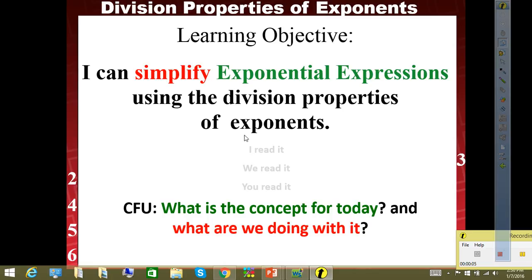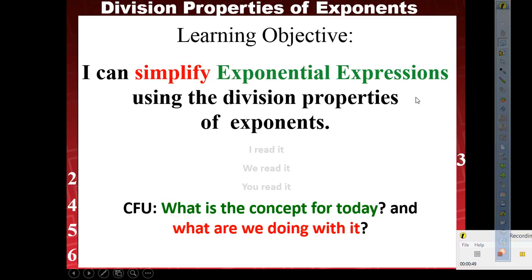So yesterday we covered multiplication. Today we're working on division. Okay? So we don't need a Frayer model because we already saw that yesterday. We know the concept. We don't need steps either because the steps are pretty much the same. So I want to get us started right away with our properties for today, for division.